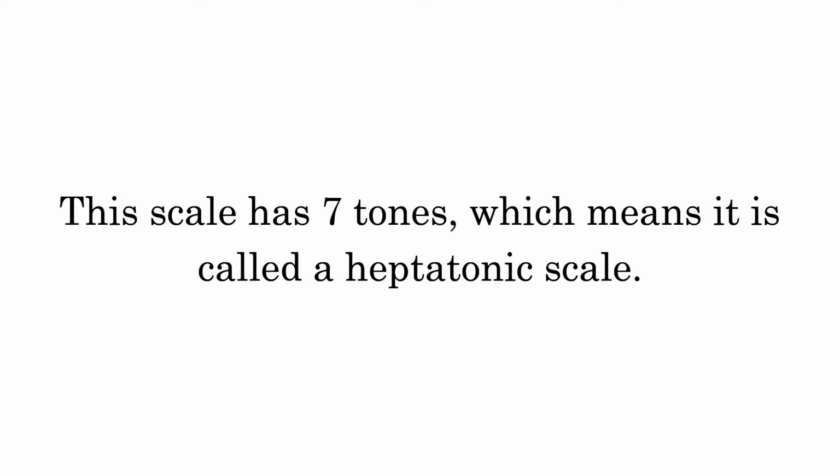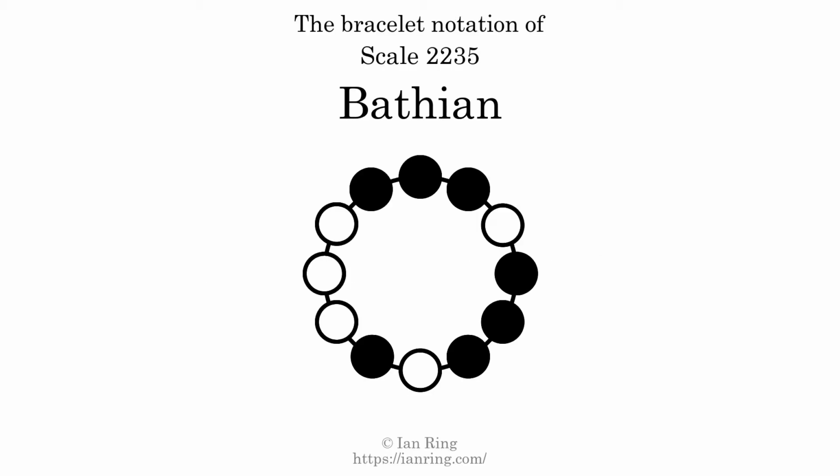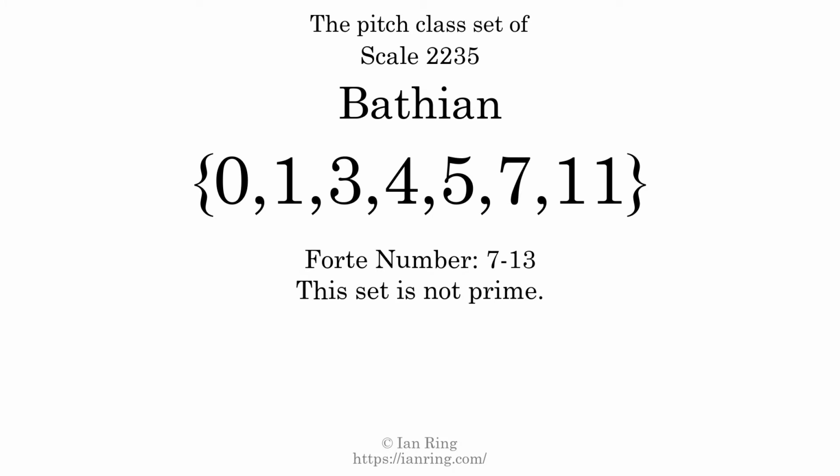This scale has 7 tones, which means it is called a heptatonic scale. This is a bracelet notation diagram of scale 2235. The shaded circles represent tones that appear in the scale, and they are read clockwise, starting at the top. The pitch class set for this scale is 0, 1, 3, 4, 5, 7, 11. The fault class is 7, 13. This set is not prime.